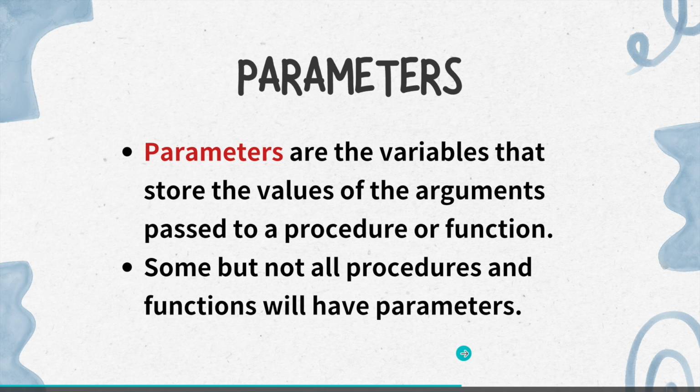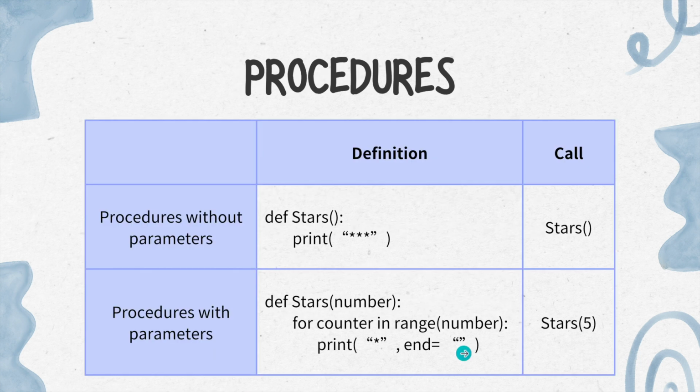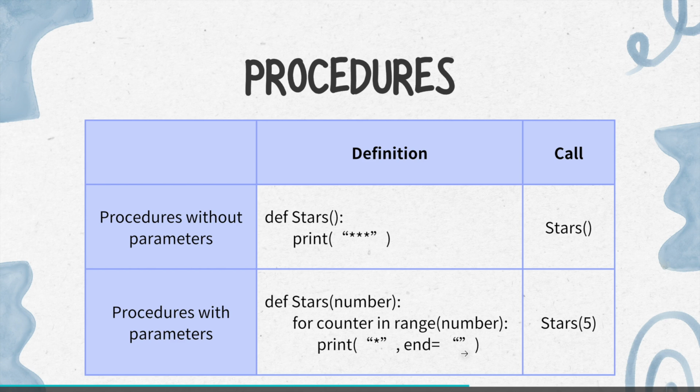Parameters are the variables that store the value of the argument passed to the procedure or function. Some, but not all, procedures and functions will have parameters. Let's look at the procedure examples. Here are two examples, a procedure without parameters and a procedure with parameters.